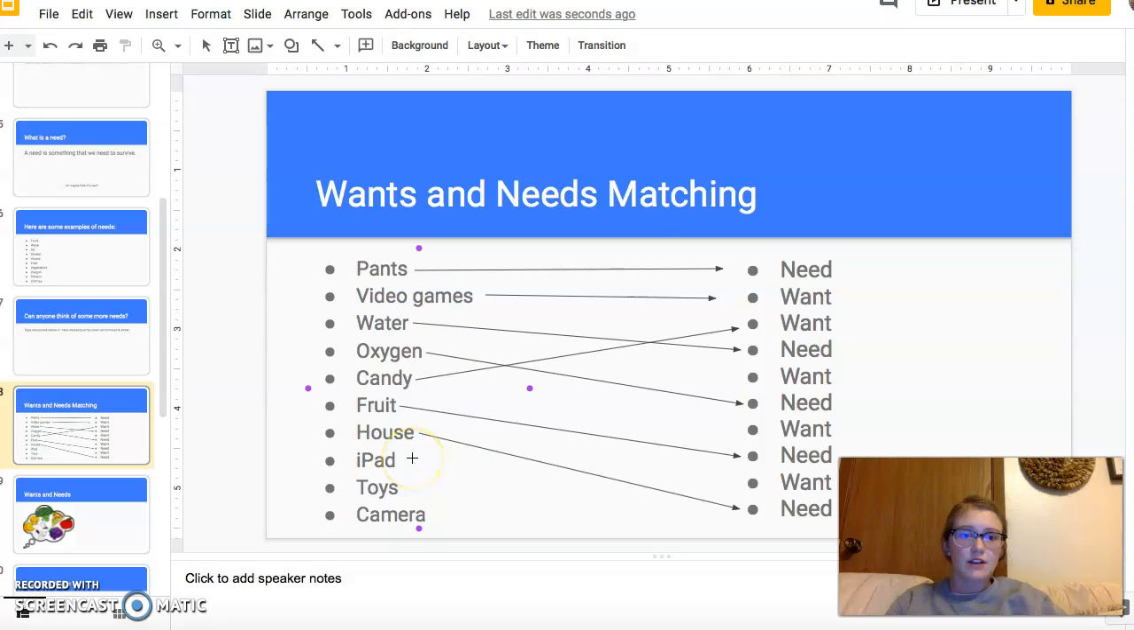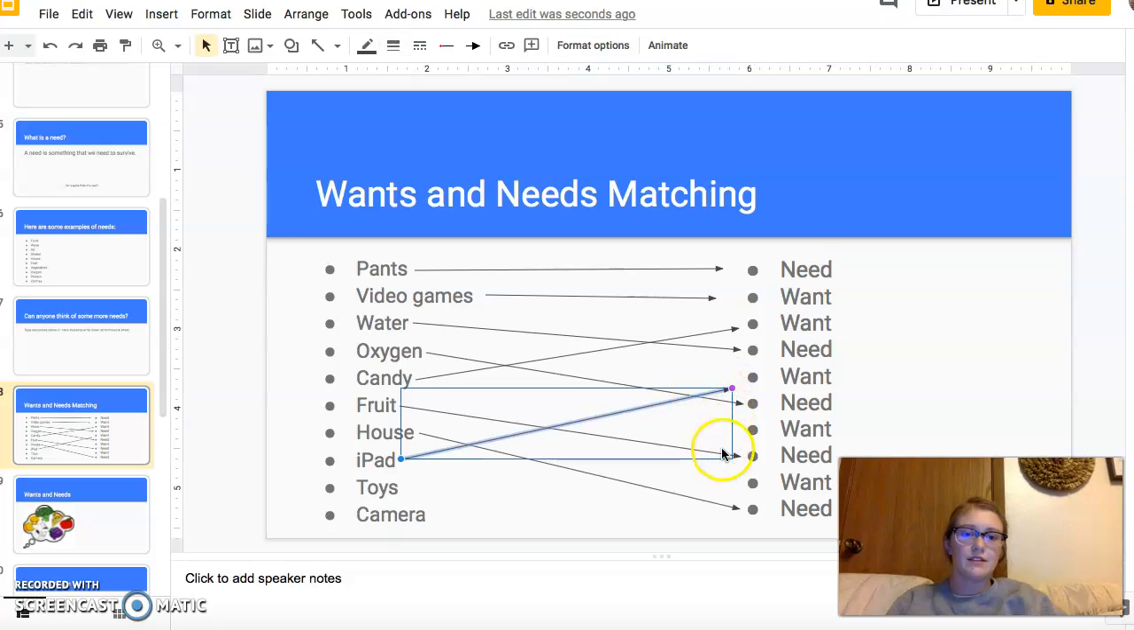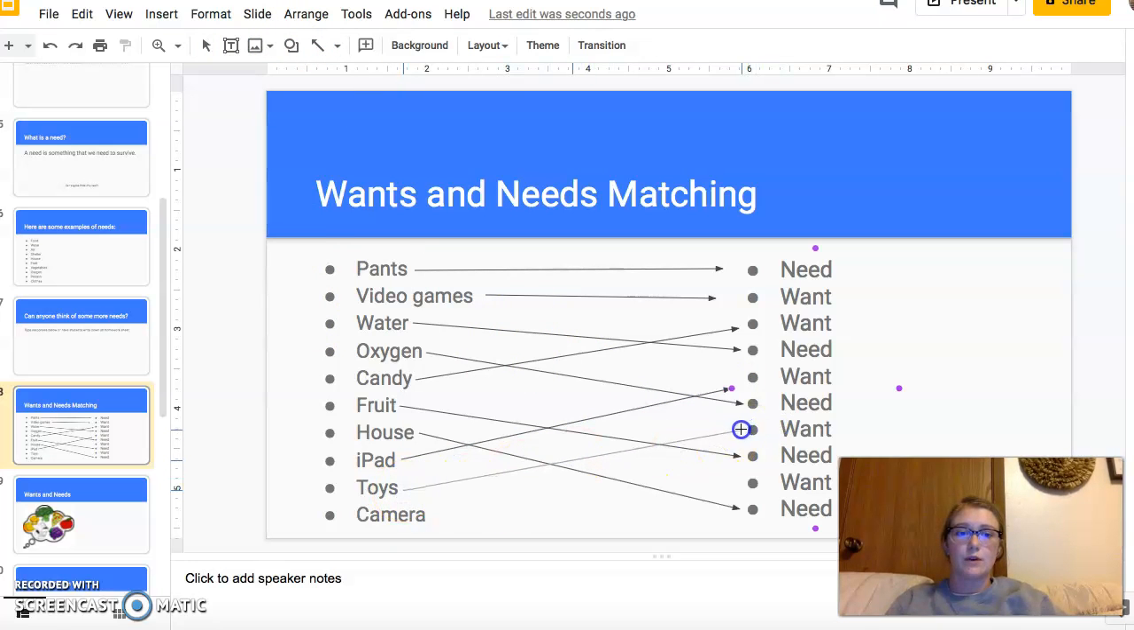All right, next on the list we have an iPad. An iPad is a want, even though it can be really nice and fun to play with. It is definitely a want. Toys. Toys are a want. We don't need them to survive. We will not die without toys. A camera is also a want. We do not need it to survive.